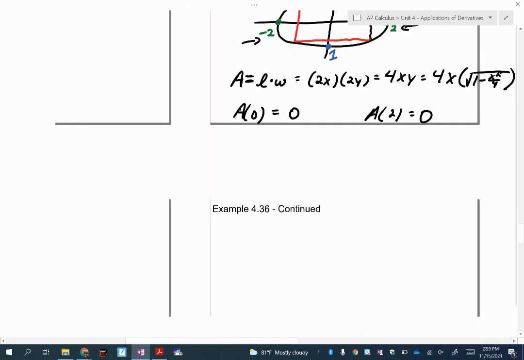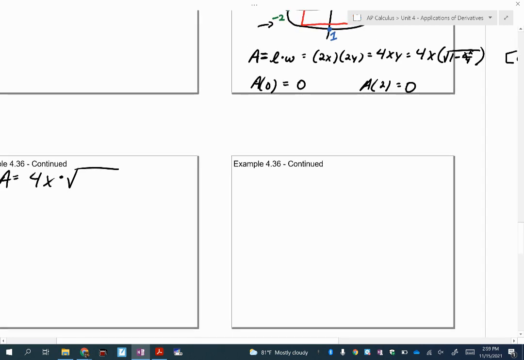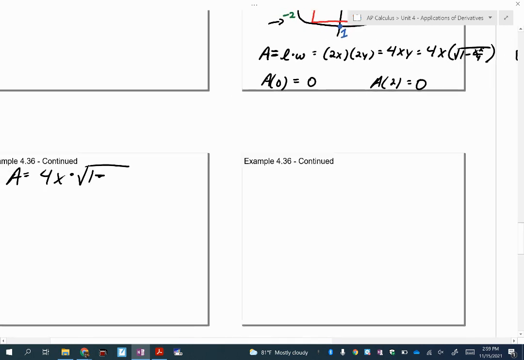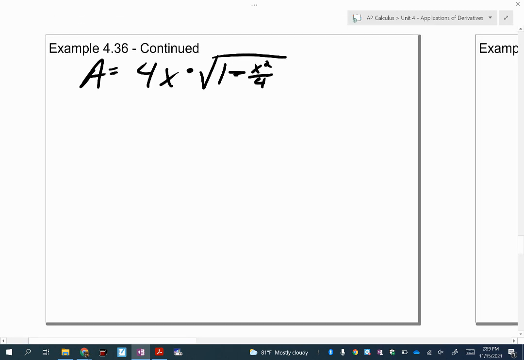So I need to find the derivative of my area. Let's write that down. Here's 4x times the square root of 1 minus x squared over 4. Okay, so I'm going to find the derivative. This is going to be using the product rule that we practice so much. The derivative of 4x is 4, so times the square root of 1 minus x squared over 4.